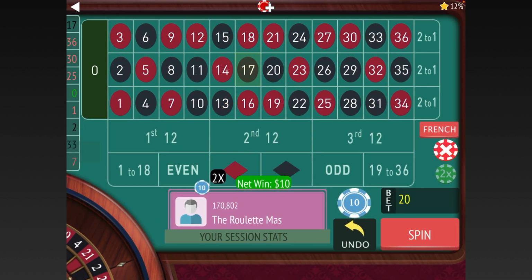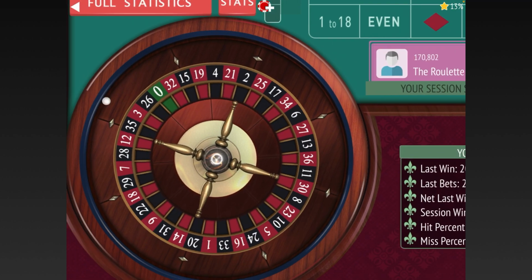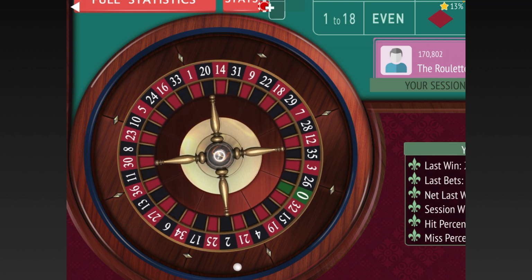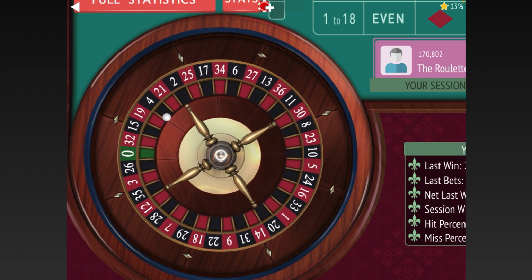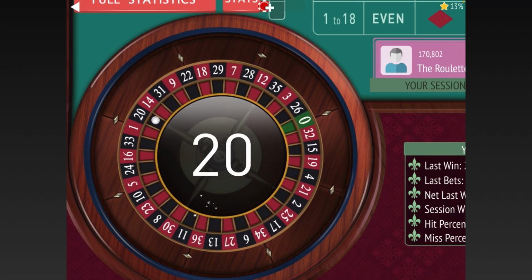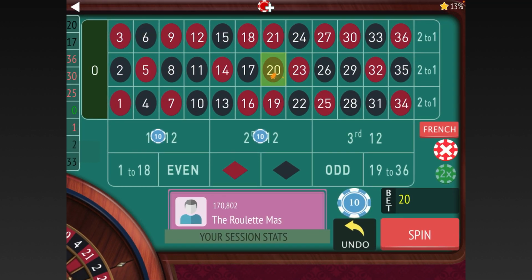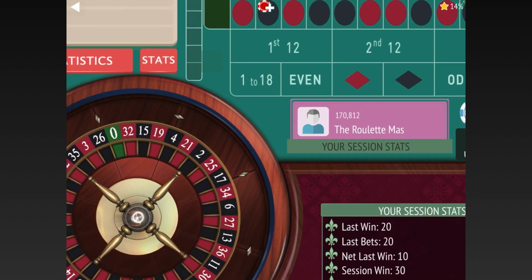Okay, got it. So now we're betting against the 30, and we're just going to rebet that because the third 12 is still out. Okay, that was against the 36. Or actually, I'm sorry, we have to bet against the 36 now, so let's rebet that one more time. We're up $30.